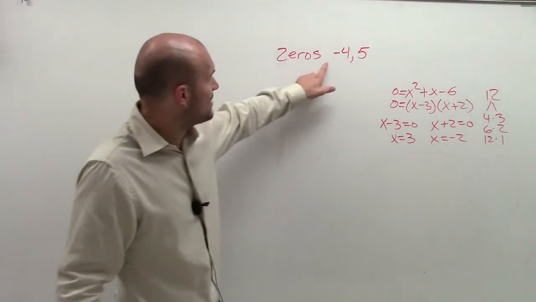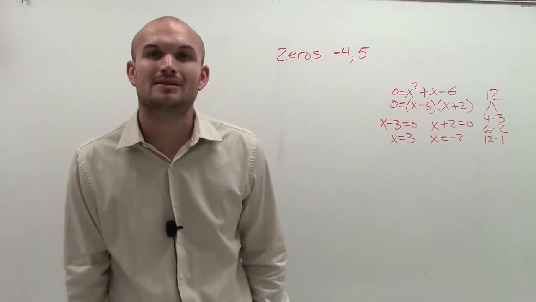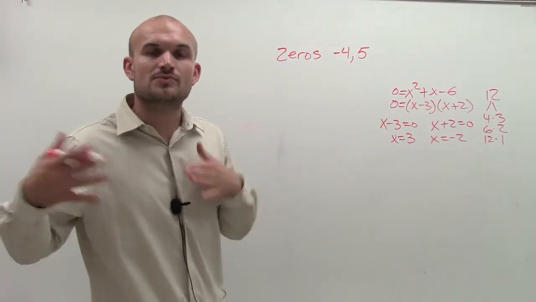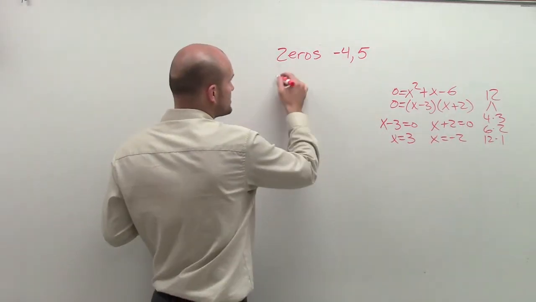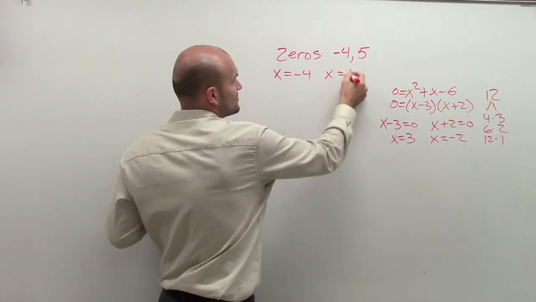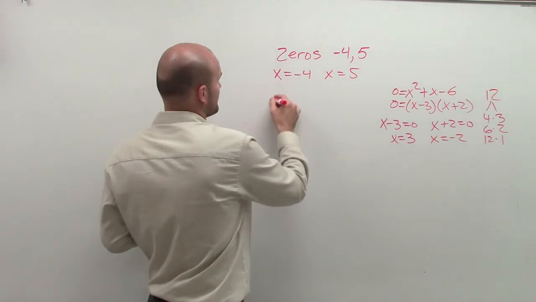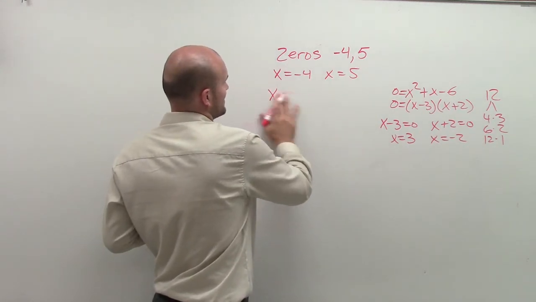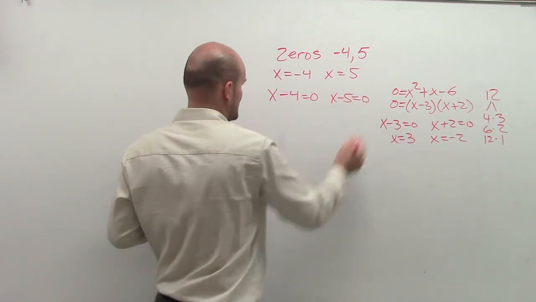So now I'm saying, here are your zeros, -4 and 5, tell me what the polynomial is. What we're going to do is work backwards to find the polynomial. So there are the zeros. The next thing I can write is x equals -4 and x equals 5. Then the next thing I can do is set them equal to 0: x plus 4 equals 0, and x minus 5 equals 0.